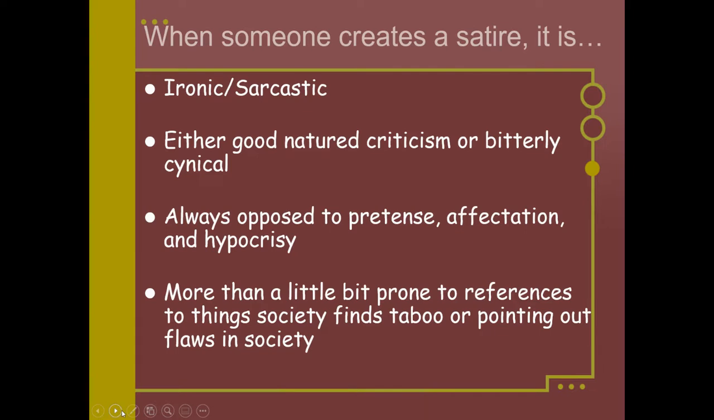It also is either good natured criticism or bitterly cynical. It's always opposed to pretense, affection, and hypocrisy. So it's always going to be against it. And more than a little bit prone to references to things society finds to be off, pointing out our flaws as well.